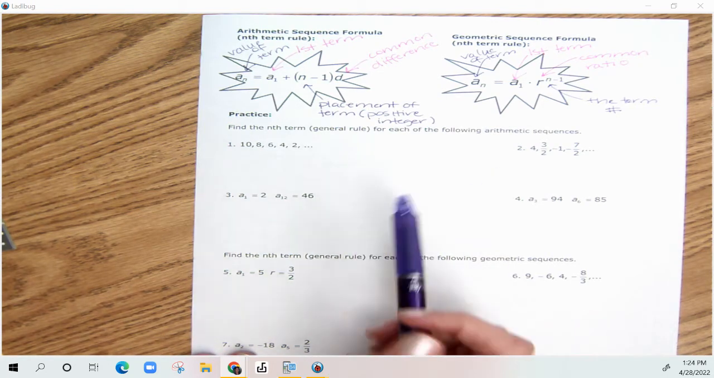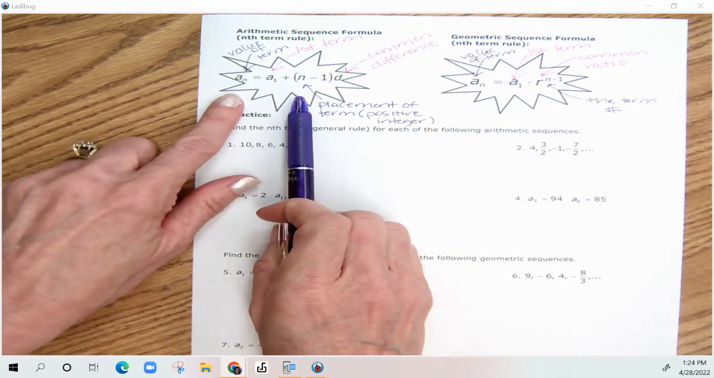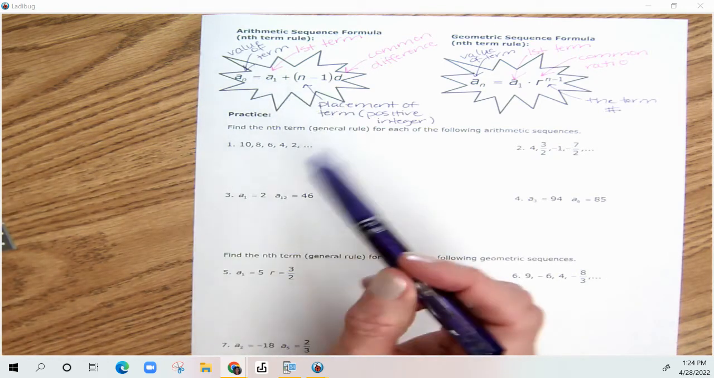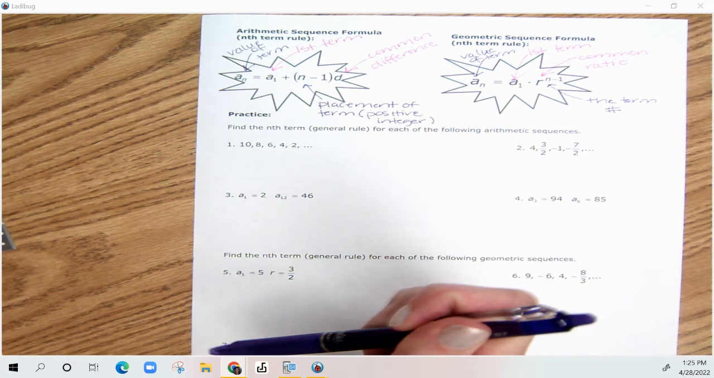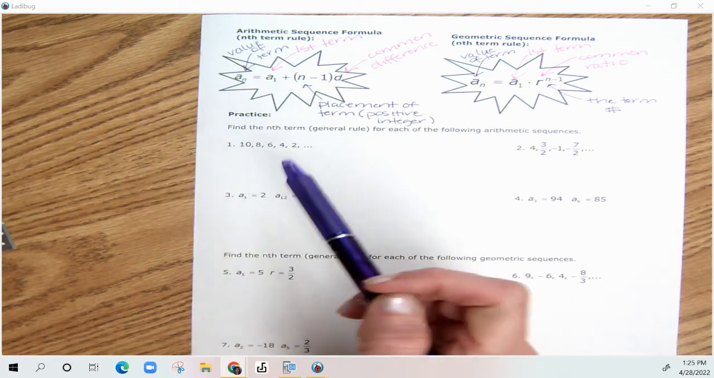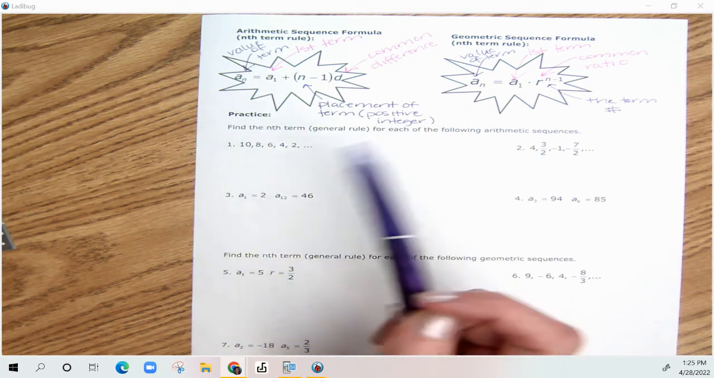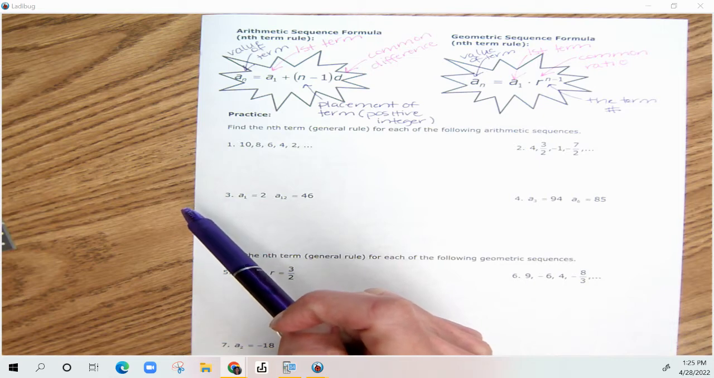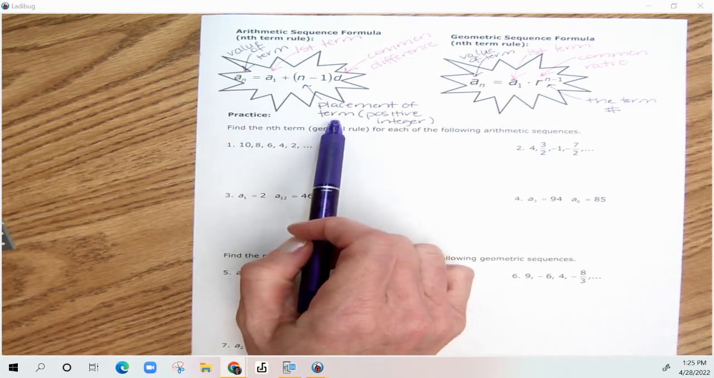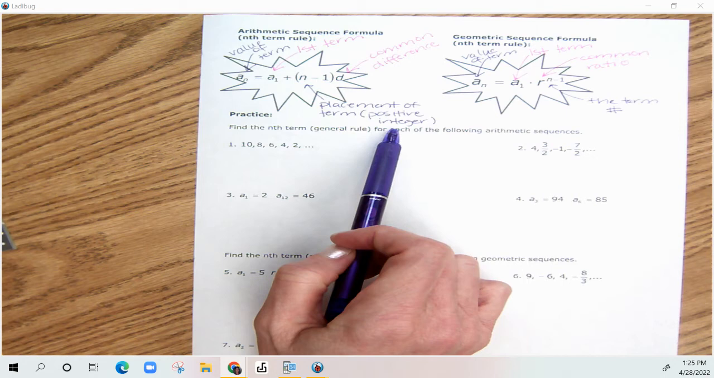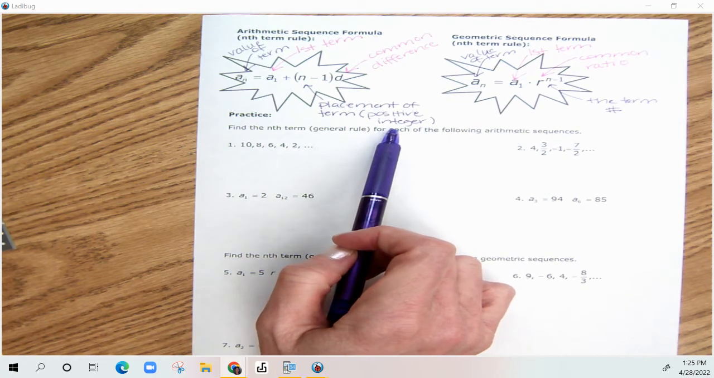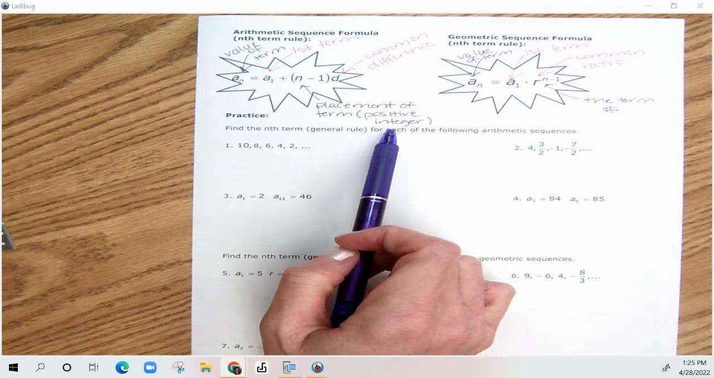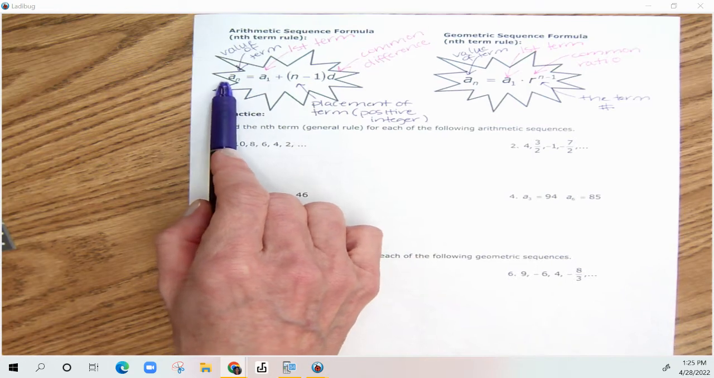Usually where there's confusion happens with n and a sub n. They both have an n, so there's got to be some sort of relationship there, but rarely would n and a sub n actually equal the same thing. N is the placement of the term. What positive integer? Is it the second term? Is it the fifth term? Is it the 25th term? A sub n is what the value of that term is.